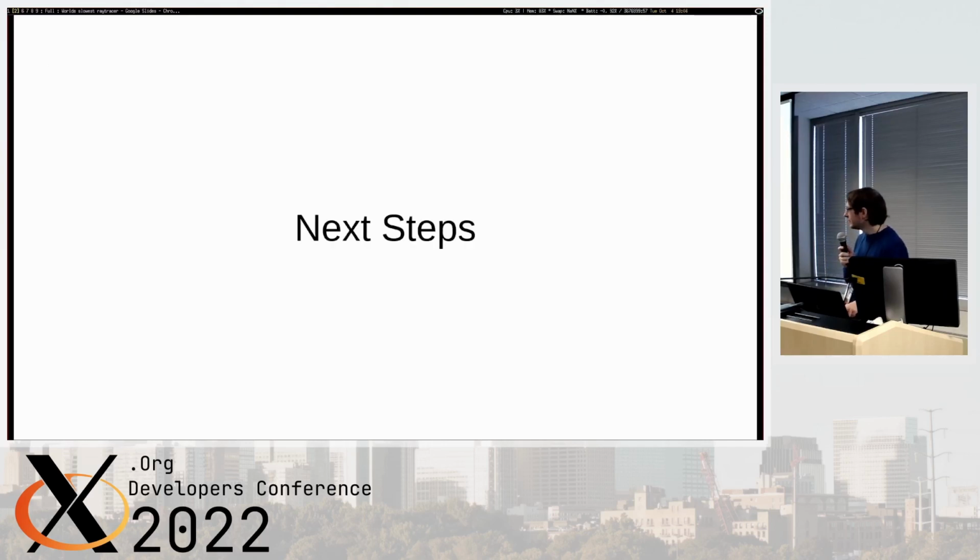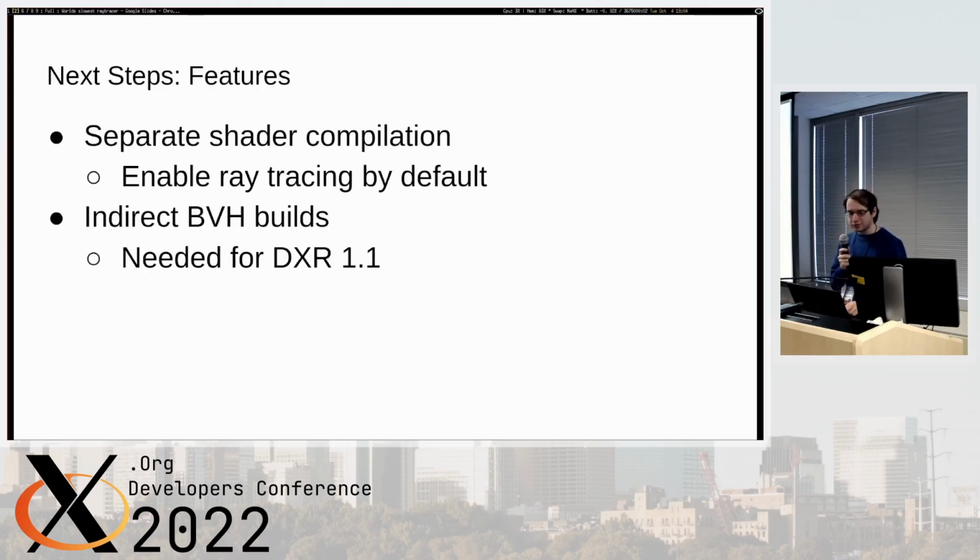And then what comes next? Yeah, so on the feature side, separate shader compilation is a big thing, because then we can enable ray tracing by default. And indirect BVH build, where a lot of the parameters also come from a GPU buffer that's not known at recording time, which is needed for DXR 1.1.